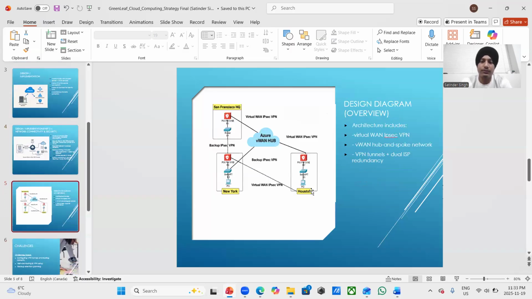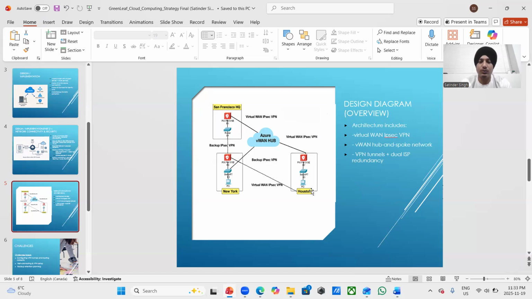So here is my next slide. This is the diagram which I'm going to show to explain how the data is transferred from one side to another. As you can see, there is a solid line which is a virtual IPsec VPN. It helps to transfer the data from one side to the other. If this fails, there is a backup, which you can see as the dotted line. This dotted line is like a backup IPsec VPN.